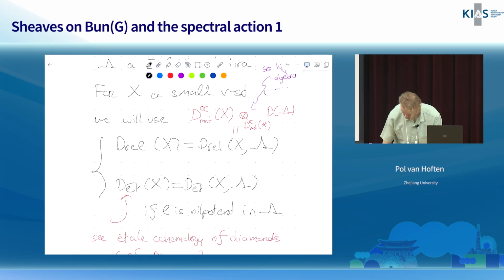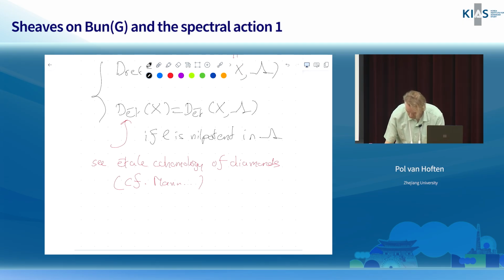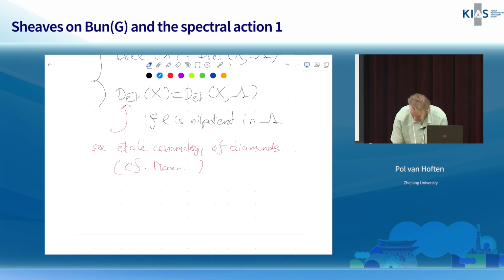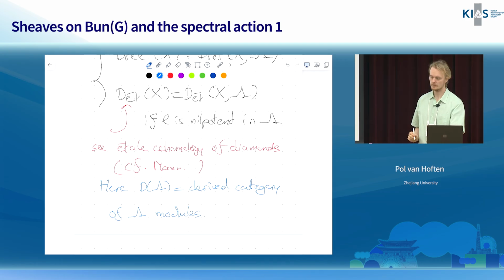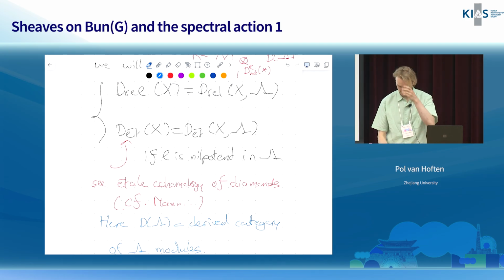So maybe I should tell you what D(Lambda) means. Here D(Lambda) is the derived category of Lambda-modules. Okay, so this is what my sheaf theory is.